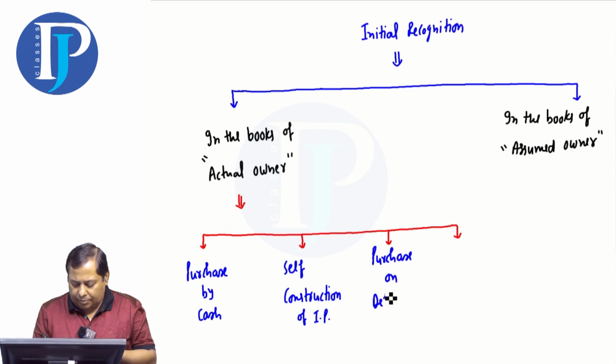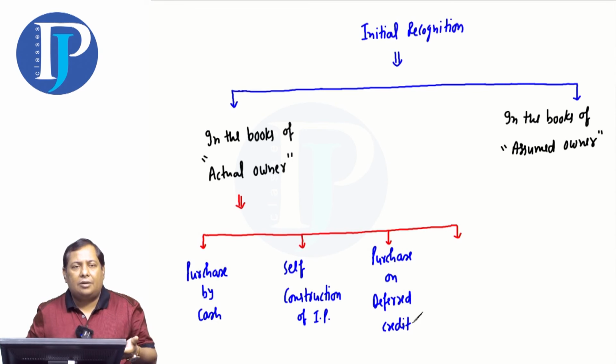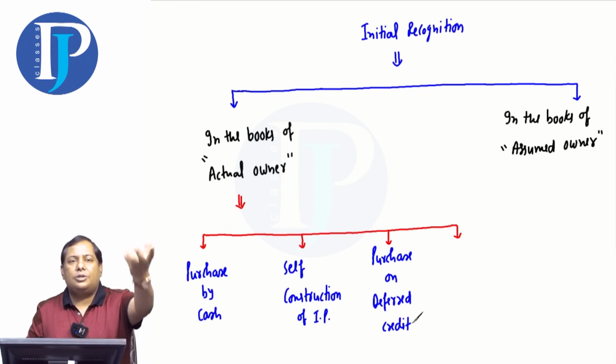Purchase on deferred credit. You don't have any money today. They make a down payment and then pay the rest in installments.